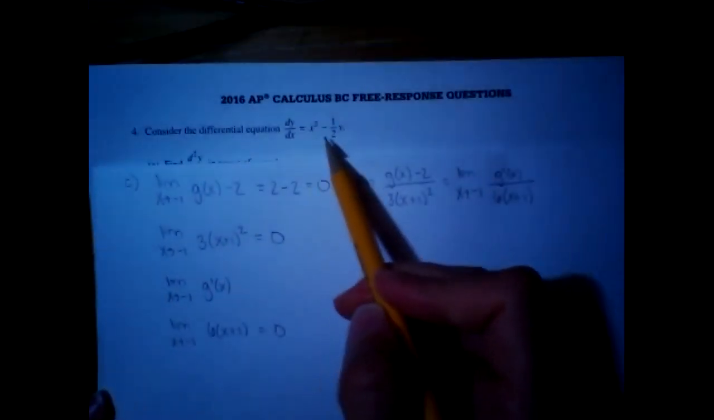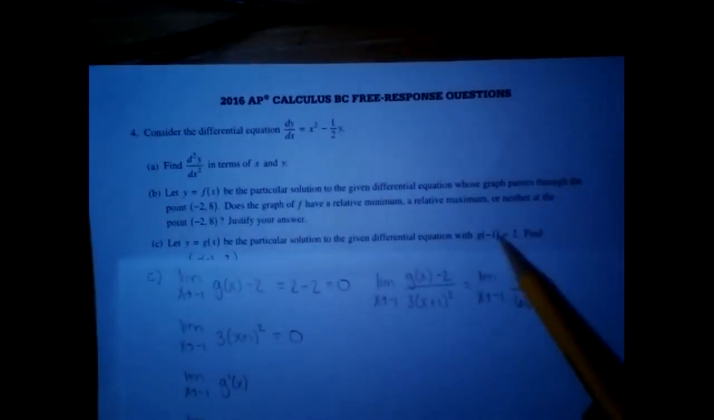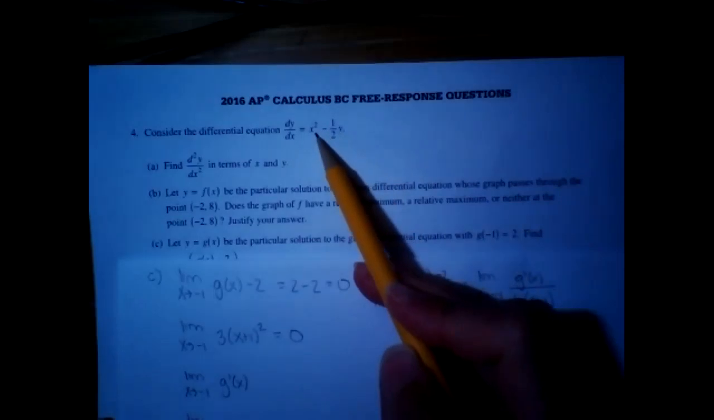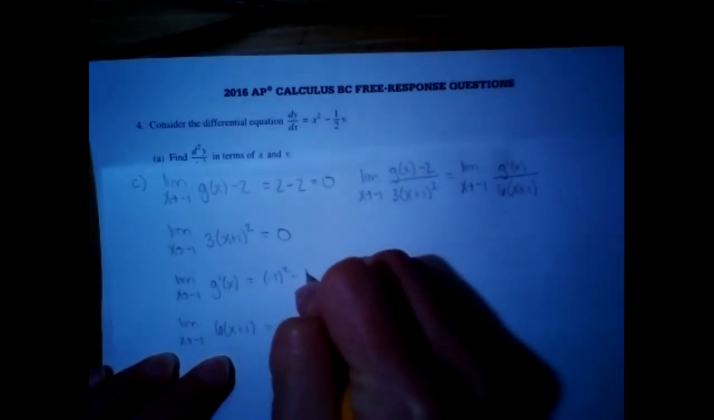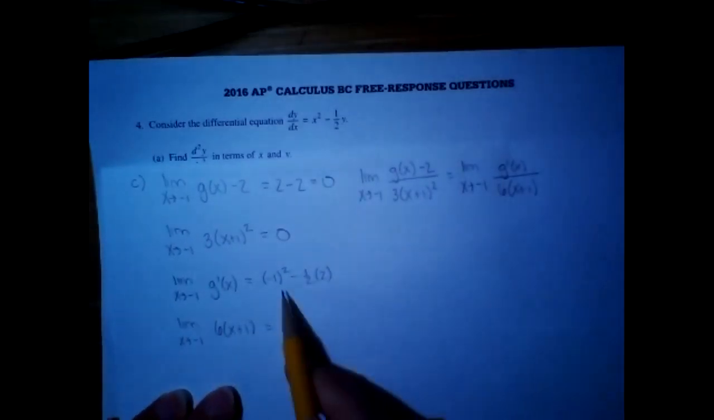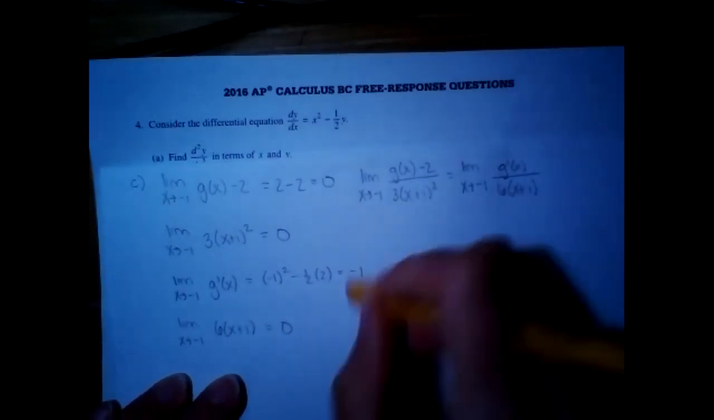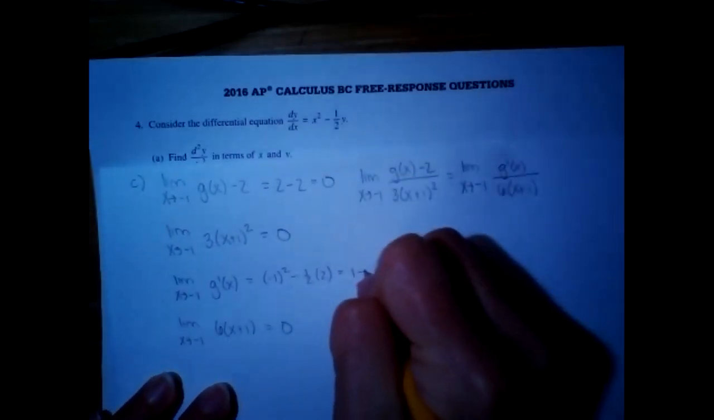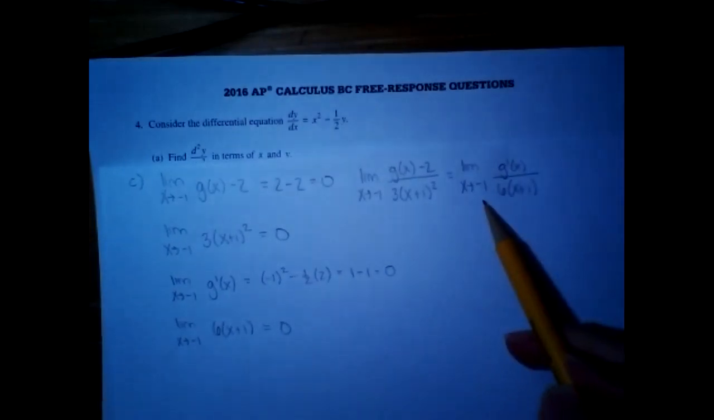But g prime, that's the derivative, which is this right here. That's our dy dx. So we're going to plug in, it was -1 for x, and then what did they say? Y was 2. So we're going to plug in -1 for x and 2 for y. That's going to be -1 squared minus 1/2 times 2. That would be 1 minus 1. And so that goes to 0. So again, this goes to 0 over 0. You just have to show the numerator and denominator separately because you can't say that something equals 0 over 0.